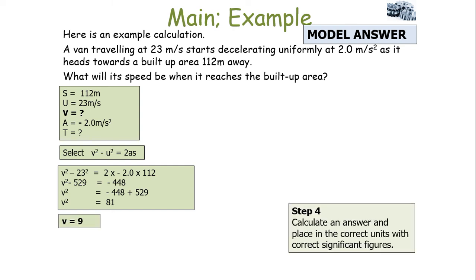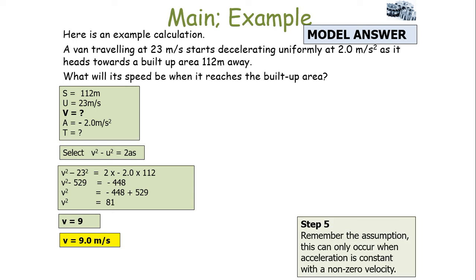answer. Then you look to yourself, well, these numbers, we've got two significant figures, 23, two significant figures, 2.0, we've got three significant figures, 112, so we go with the smallest number, which is 2. So you go, right, it's 9.0, 2 sig figs, and then we put our units in meters per second. So remember, our assumption here is this only happens if the acceleration is constant.